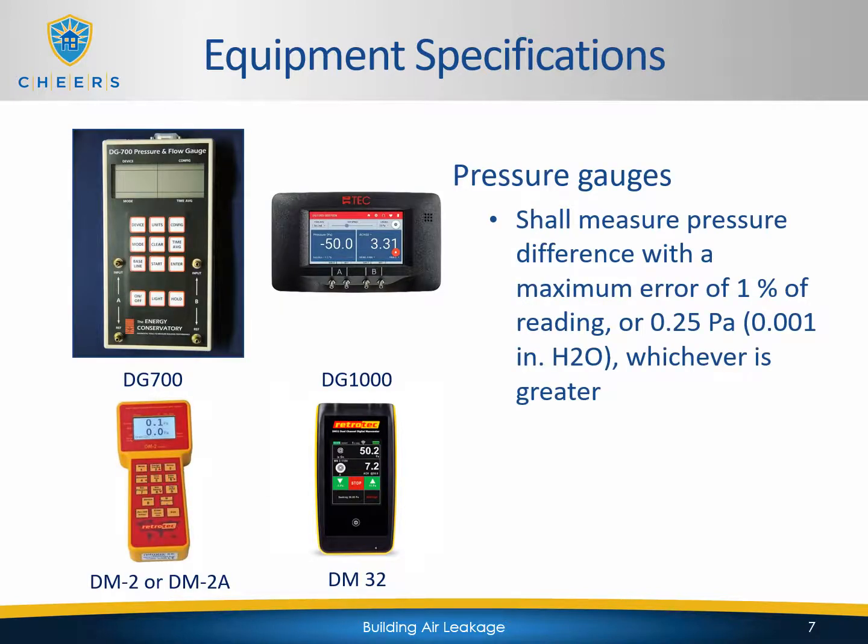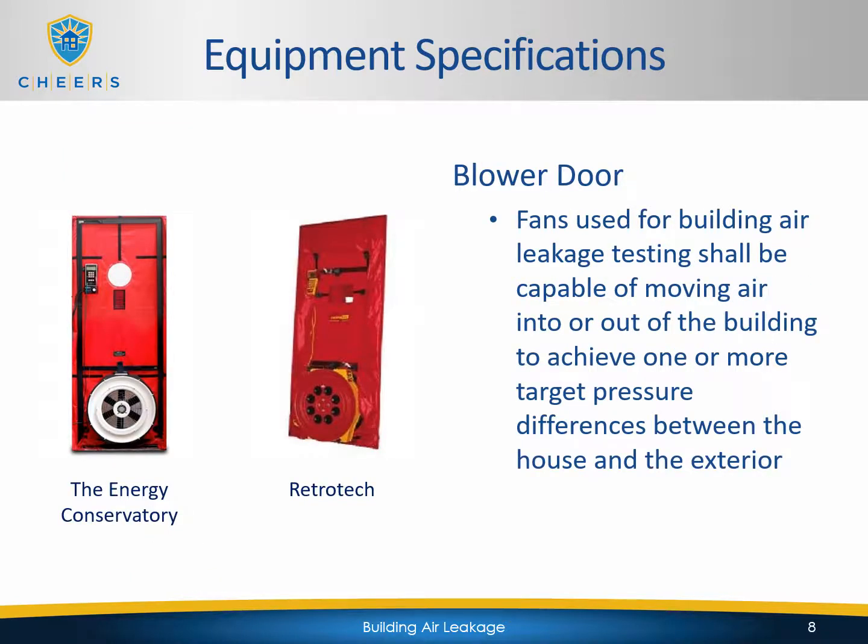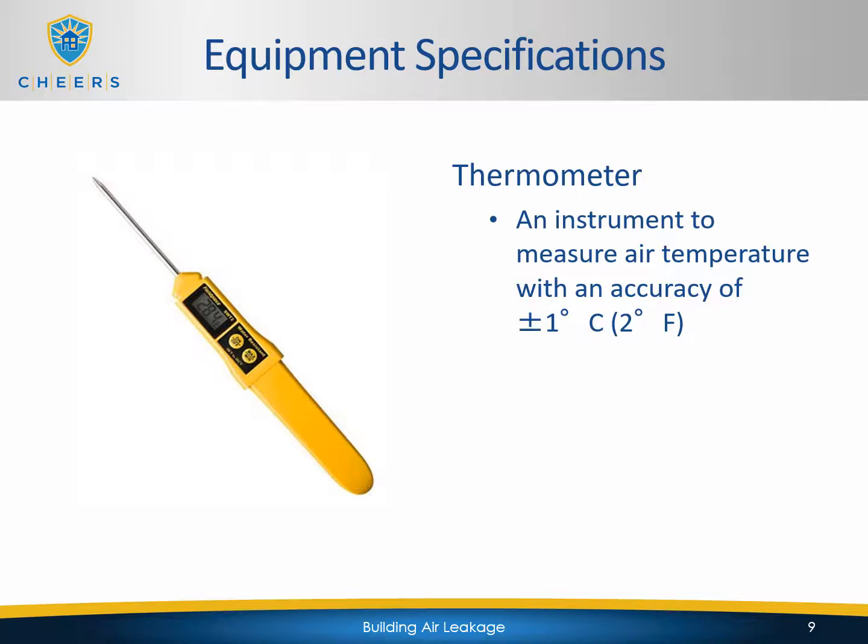The pressure gauges shall measure pressure difference with a maximum error of 1% of reading or 0.25 pascals, whichever is greater. The fans used for building air leakage testing shall be capable of moving air into or out of the building to achieve one or more target pressure differences between the house and the exterior. The thermometer must be able to measure air temperature with an accuracy of plus or minus 1 degree Celsius or 2 degrees Fahrenheit.